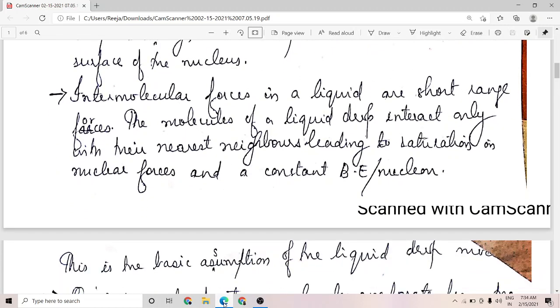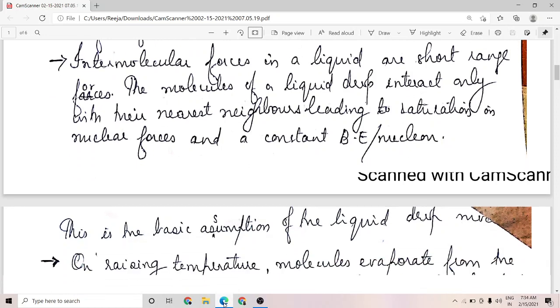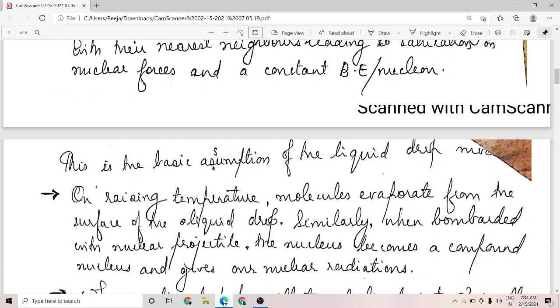Now this is the basic assumption of the liquid drop model. This point, that is, the intermolecular forces in a liquid are short range, and in a nucleus the nucleons interact only with their nearest neighbors, leading to the property of saturation. So this comparison forms the basic assumption of the liquid drop model. The next similarity is that on raising the temperature, the molecules evaporate from the surface of a liquid. Similarly, when bombarded with a nuclear projectile, that is, when you are providing energy, the nucleus becomes a compound nucleus and gives out nuclear radiation.